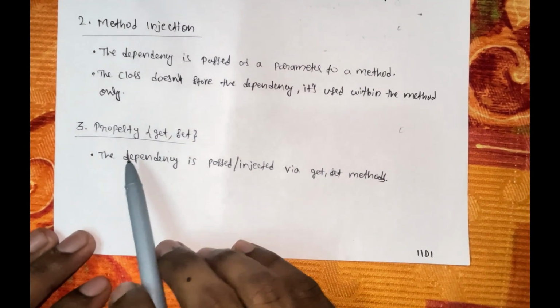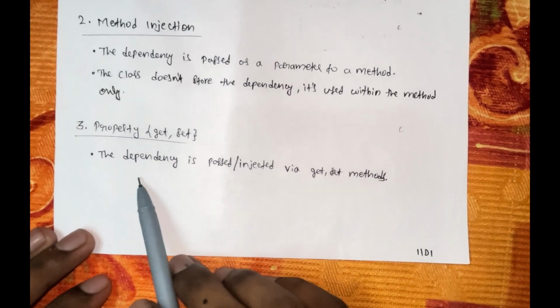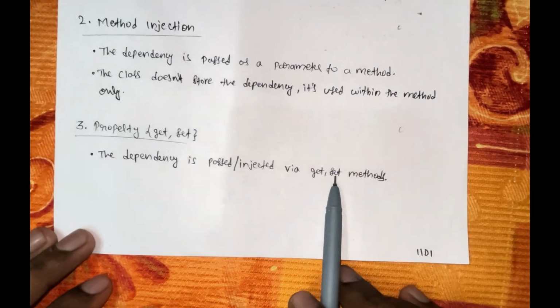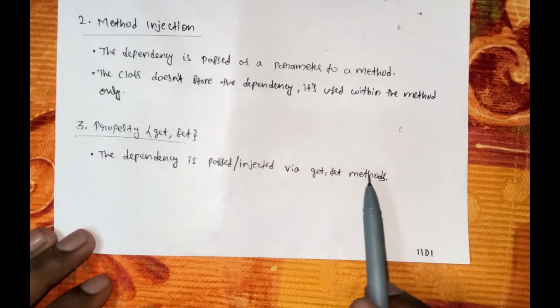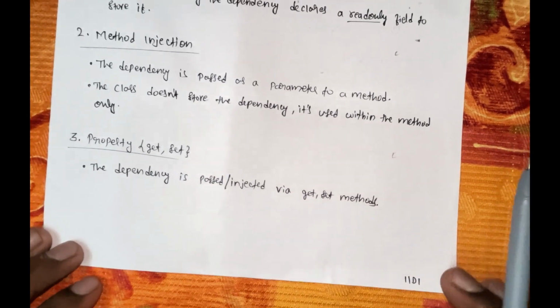Now, the third one is property injection, which uses get and set methods. Here the dependency is passed or injected via the get and set methods. Set is used to inject the dependency and get is used to get the values. So this is about dependency injection.